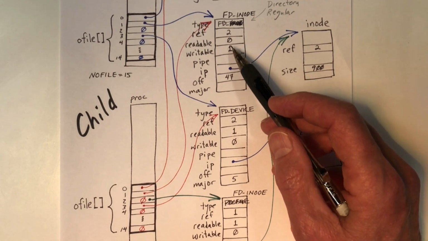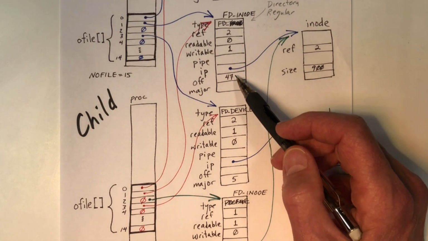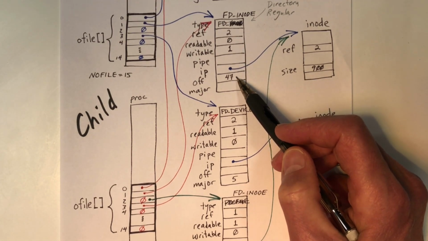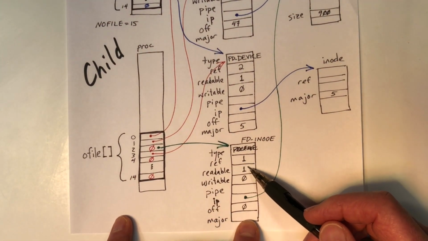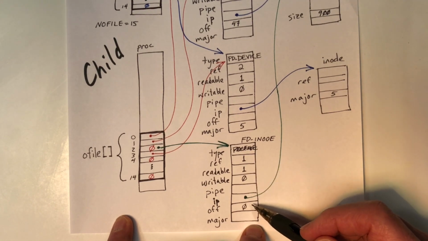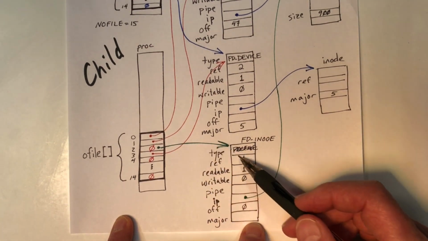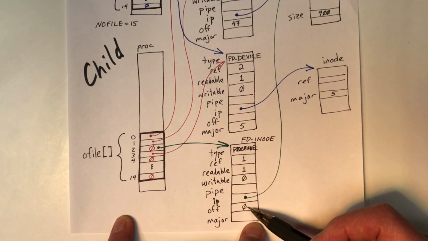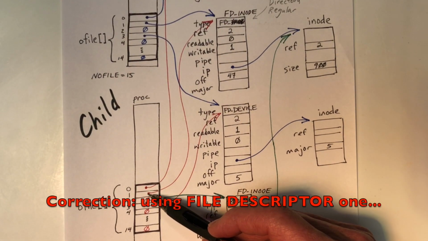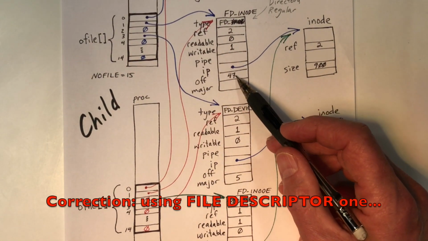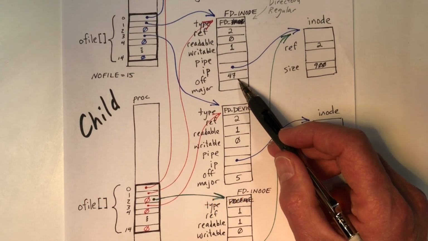File descriptor 1 had this file open for writing and was positioned on offset 47. But when we open it here, apparently we're opening it for reading and read only, and the offset is initialized to 0. So any read using file descriptor 2 will come from the file starting at offset 0. And if we write to the file using file descriptor 1, it will write characters starting at offset 47 and increment them.